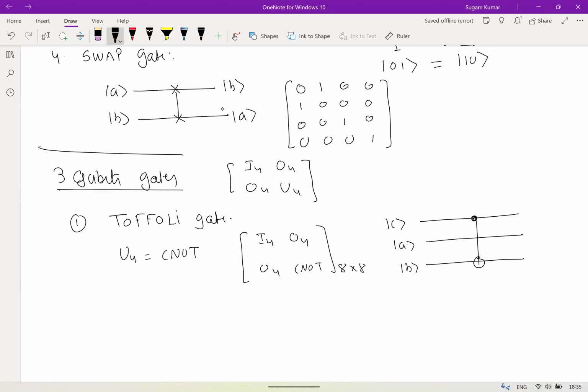All right. And what it does, if you look at it now, I can give you a trick here. This is called the control bit. And the control bit always remains the same. Nothing happens to the control bit.